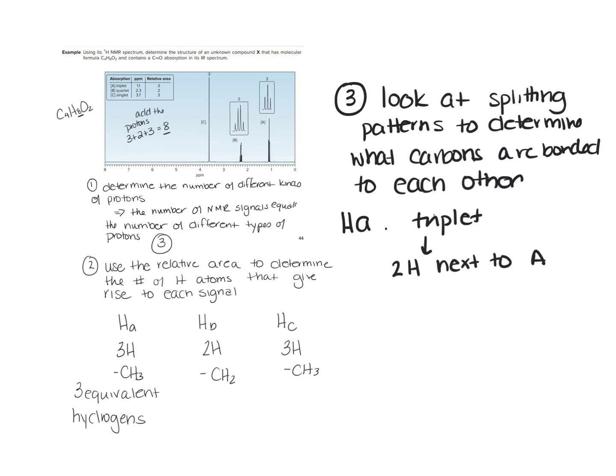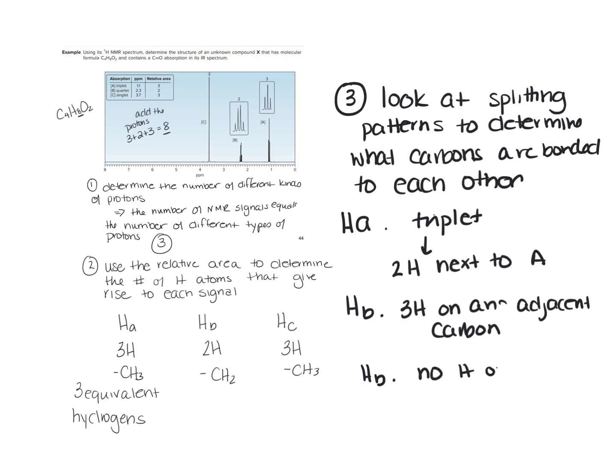Okay. Then when we come to B, right? That's a quartet, so that means there must be 3 hydrogens on an adjacent carbon. And then when we look at C, right, it's a singlet, so that means there's no hydrogen on adjacent carbons.